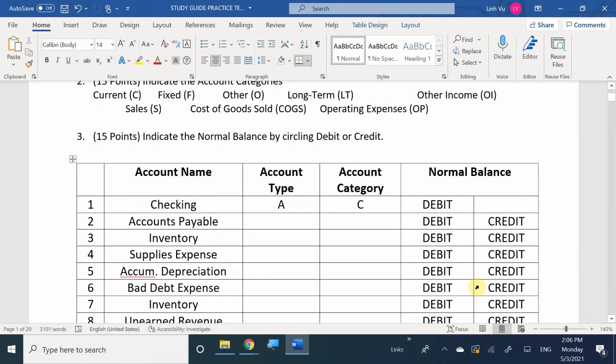Now, what about accounts payable? Liability. Yes, absolutely, it is a liability. Now, what kind of liability does accounts payable hold? Current, good. And what kind of account balance would a liability have? Credit. Credit, good.